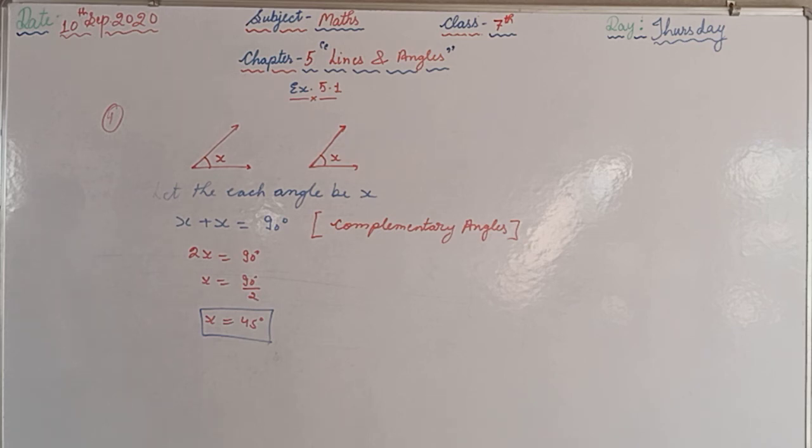Second, obtuse. If both the angles are more than 90 degrees, then their sum will be more than 180 degrees. Hence again, if both the angles are obtuse, they cannot be supplementary. Third one, if both the angles are right angles, right angle means 90 degrees. If both the angles are 90 degrees, 90 degrees plus 90 degrees, the sum is 180 degrees, hence both the angles will be supplementary. So the third one is true and the first and second are not true.